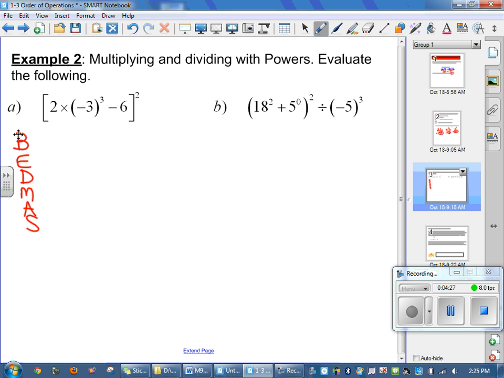Yes, I do. So I need to solve inside my brackets. Now, inside my brackets, you're going to notice we have more brackets. But what's this bracket actually telling me?